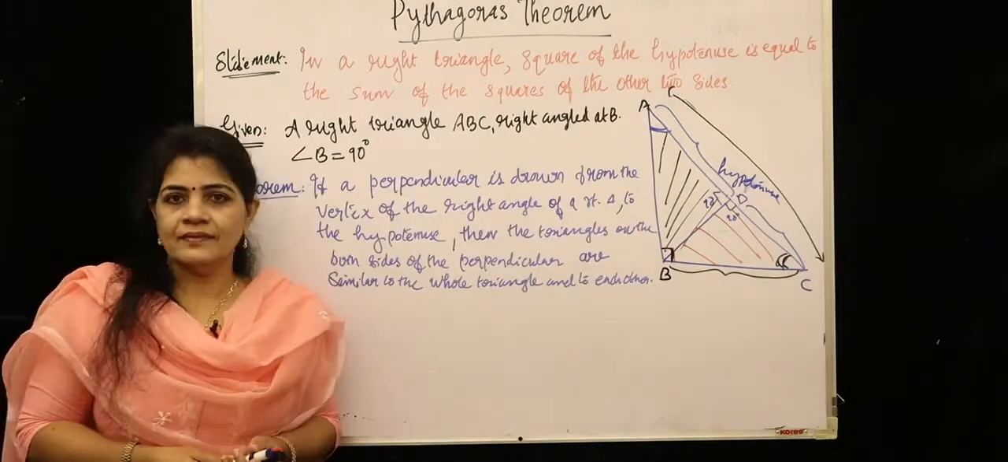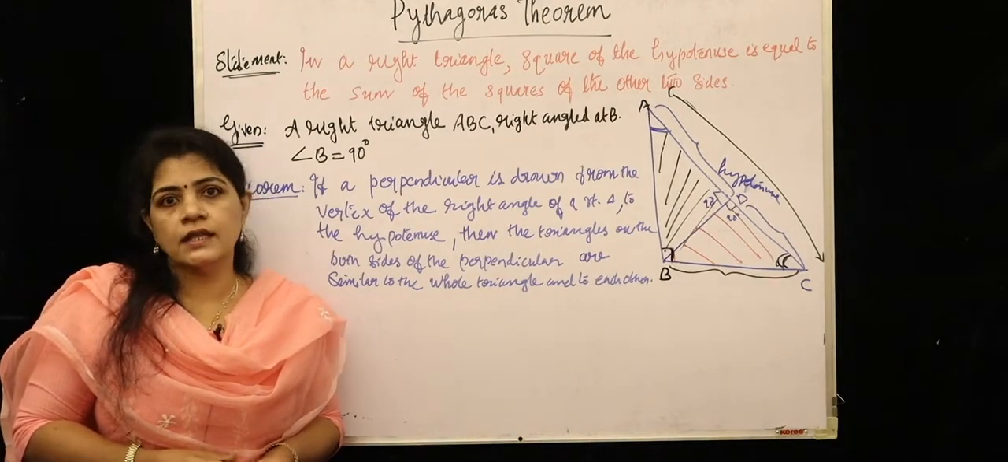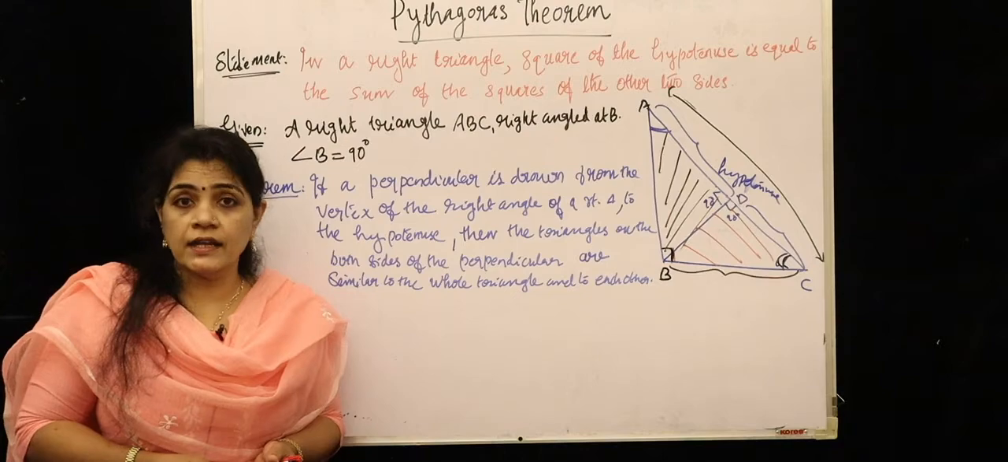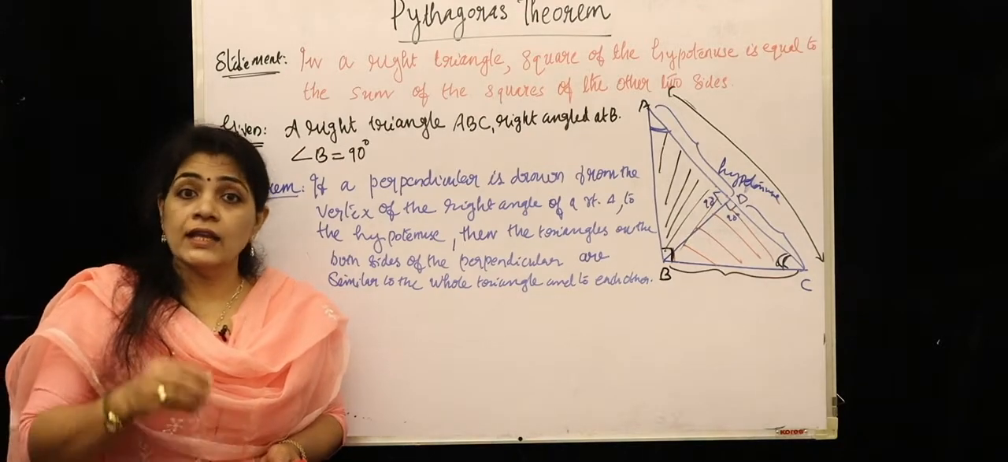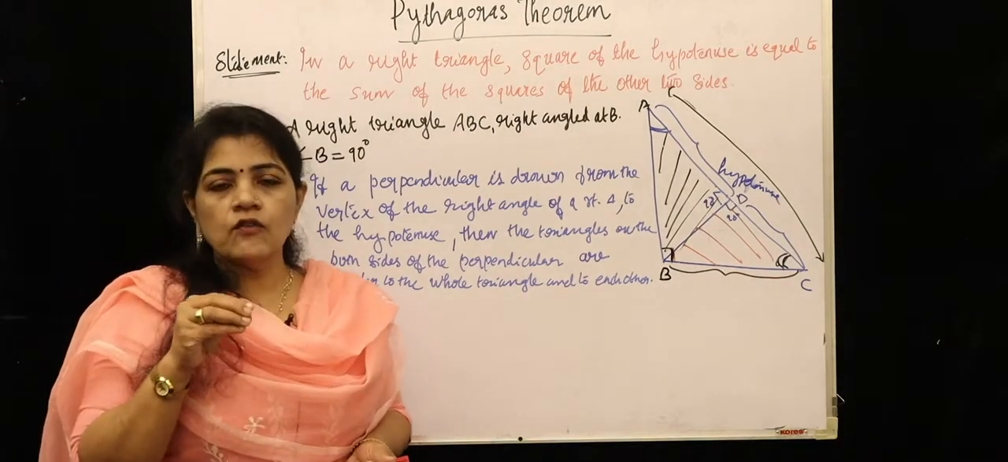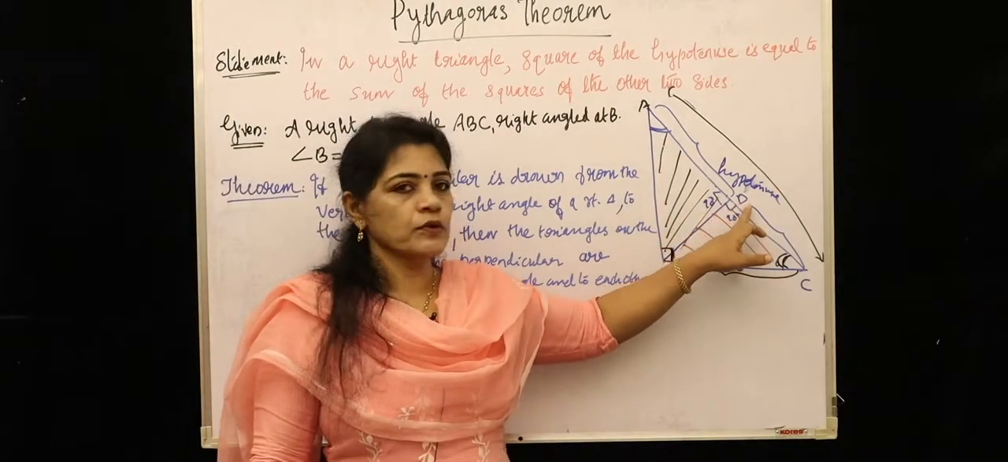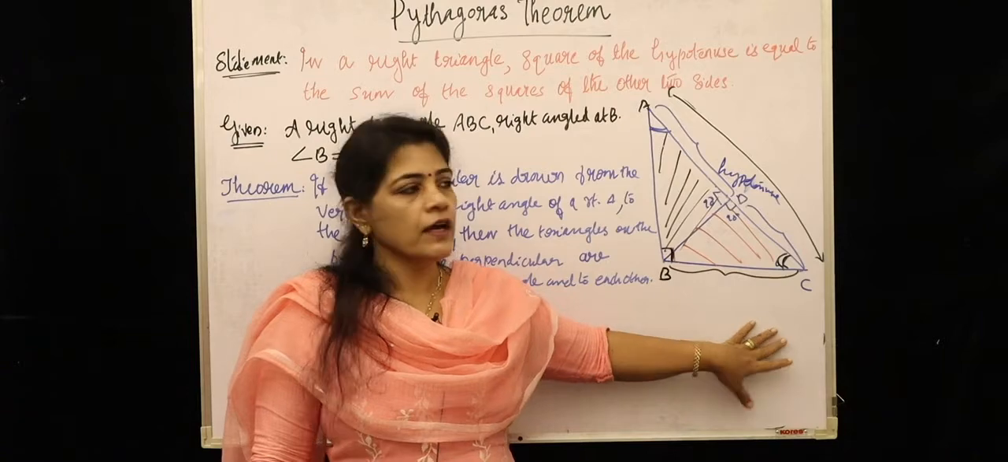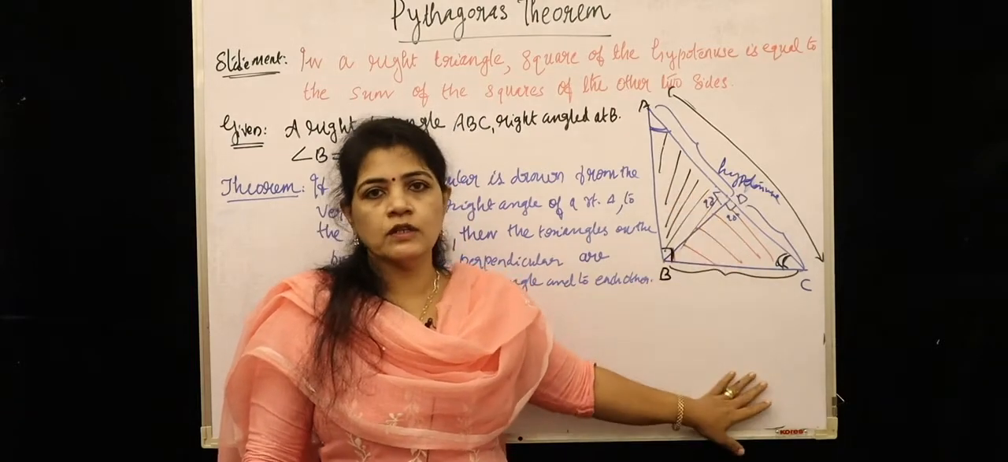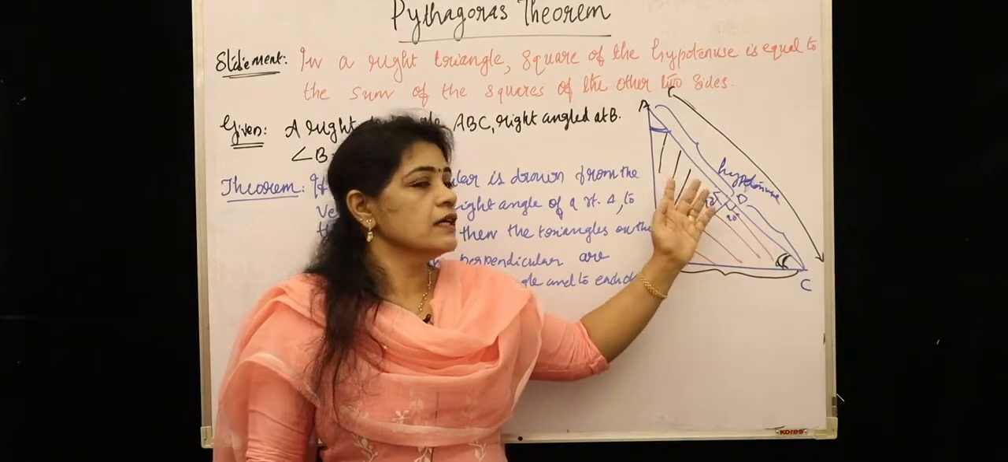Is it clear? In addition to this Pythagoras theorem, if we have a right triangle and a perpendicular is drawn from the right angle of the right triangle to its opposite side, that is the hypotenuse, we have seen in the proof of the Pythagoras theorem that two right triangles are formed.